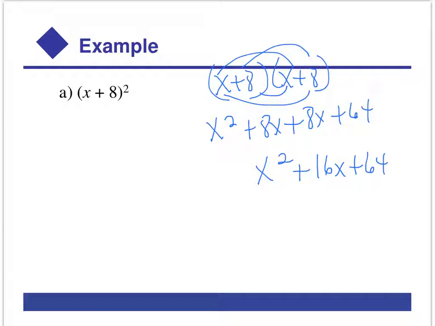So if you can remember this, you're going to say x squared, multiply these two together, which is 8x, and then you double that. So that gives you 16x, and then you square the last term. Or, yeah, this one here. You square it, and that is 64. And you're finished.